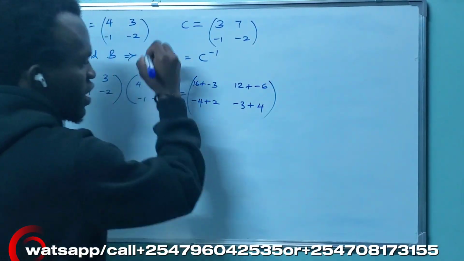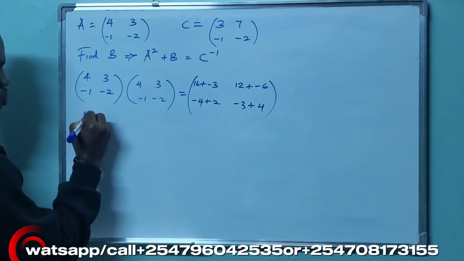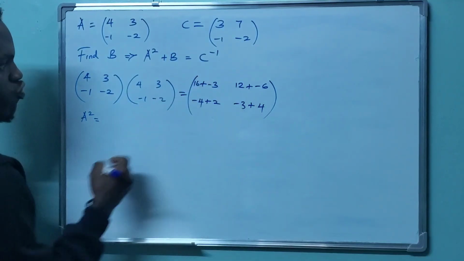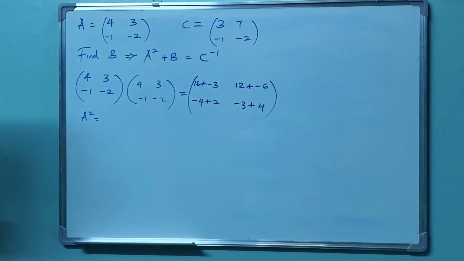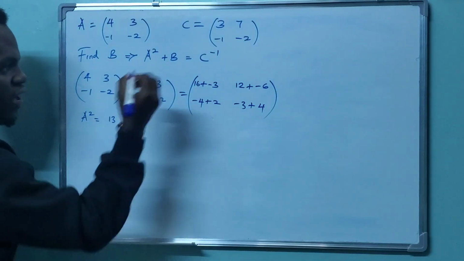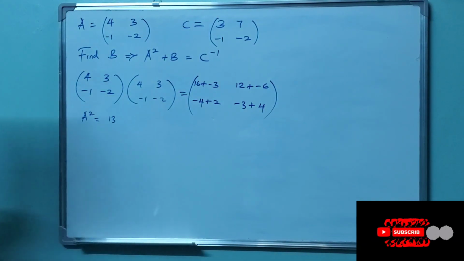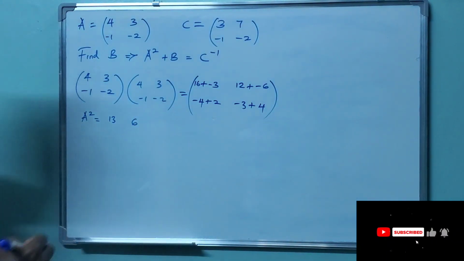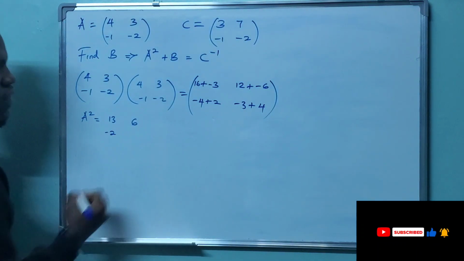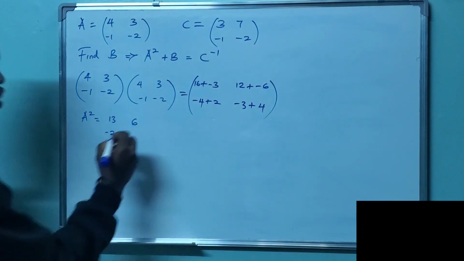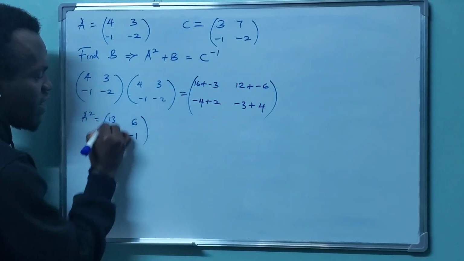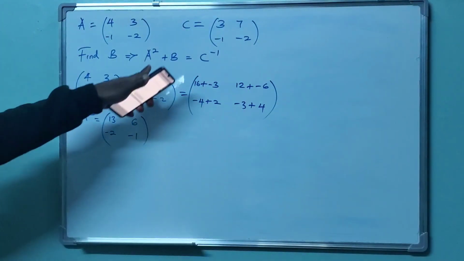Then we add to get A squared, whereby A squared is equal to 16 plus negative 3, that is 13. Then 12 plus negative 6, that is 6. Then negative 4 plus 2, that is negative 2. Then negative 3 plus 4, that is negative 1. So that is going to be our A squared. So we've gotten the A squared.